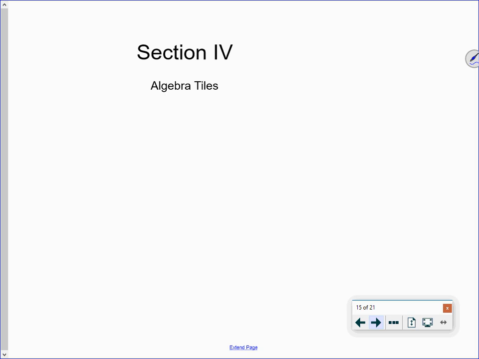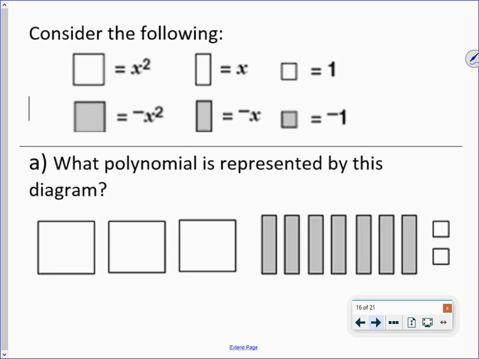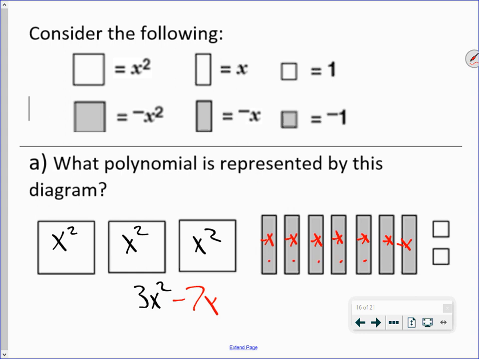All right, algebra tiles. A lot of us saw some of these algebra tiles. The clear squares are positive versions, the darkened in squares are the negative versions. So all this is saying is this is x squared, this is x squared and this is x squared, so this is 3x squared. This is negative x, this is negative x, and there are 7 of those, so this is minus 7x. And then this is a positive 1 and a positive 1, so this would be plus 2. I'm sorry, that x didn't come out very nice.